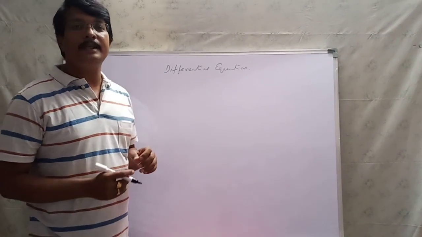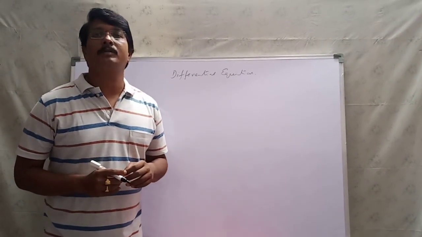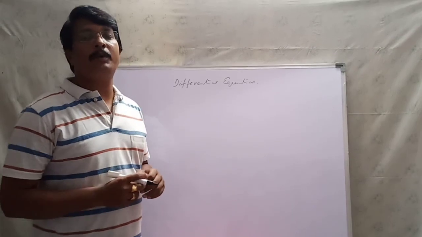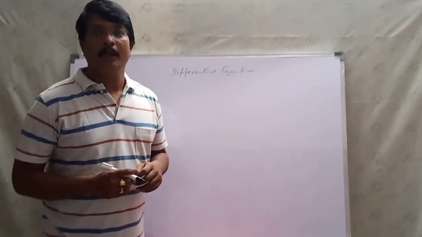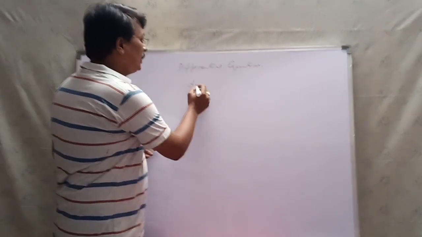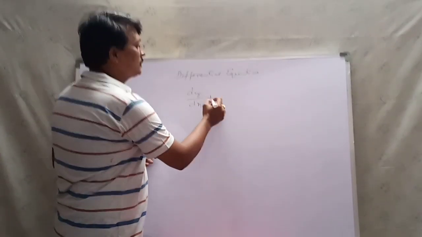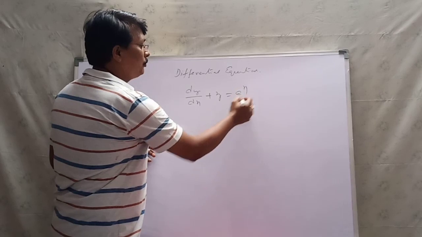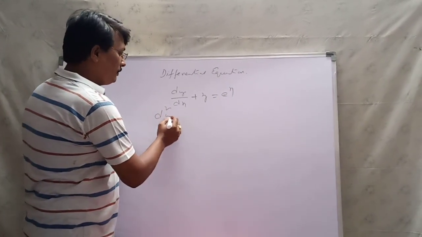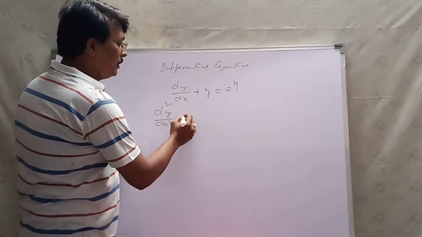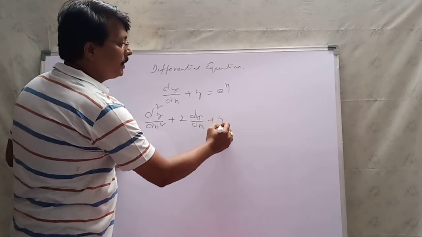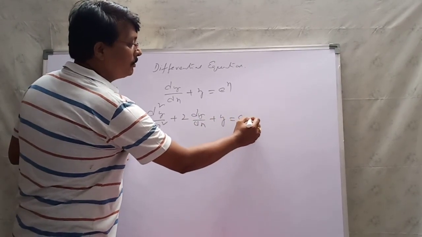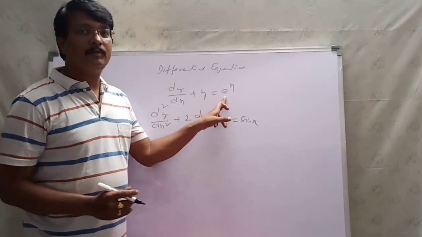A differential equation is an equation. It involves two variables, a dependent variable and an independent variable, and its derivatives. For example, observe dy by dx plus y equal to e to the power of x. d square y by dx square plus 2 into dy by dx plus y equal to sin x. Okay, so it is an equation.